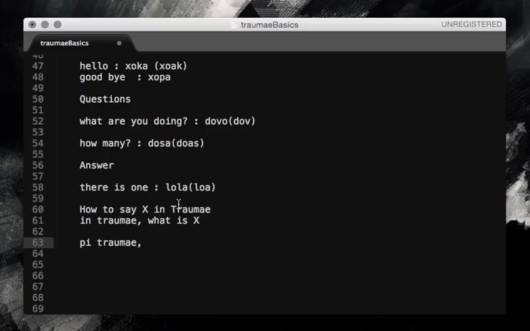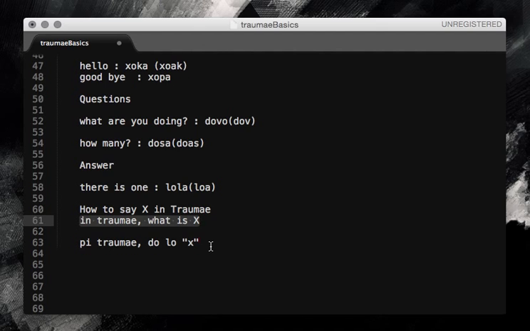We're going to ask a question here. So what is, is lo. So what is X? So P-Traumae, double X, is the same thing as saying in Traumae, what is X? And it's interesting that it works exactly like English. The most intuitive thing you would ask in English would be how to say X in Traumae. But if we change the word order in English, it will still make sense: in Traumae, what is X? And this is one-to-one to Traumae. But it doesn't work quite like this all the time.